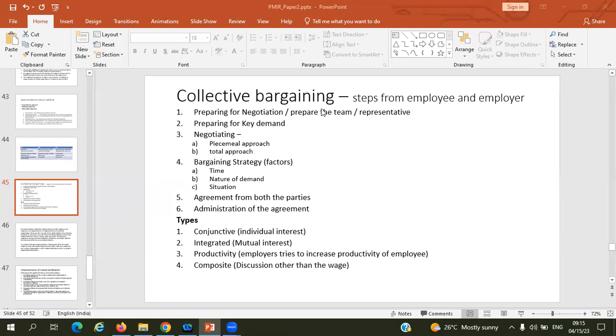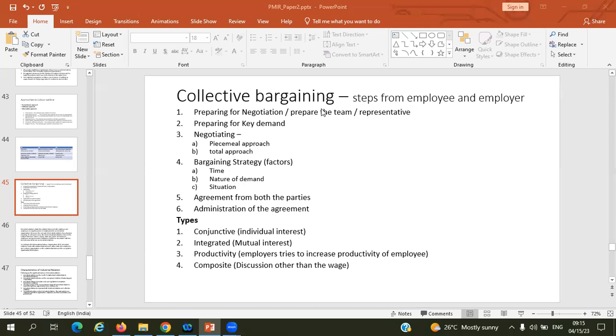Suppose you are working in a factory, so you have a team of employees, workers. So maybe 100 people or 1,000 people, but you have some employer who is giving you work. So maybe 5, 6 people. So you have some demand. You are going for a bargaining. So how you are going, what are the teams, what will happen in that, those steps we will discuss, how collective bargaining happens.